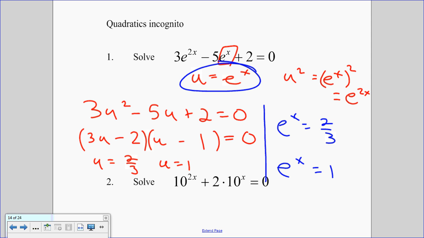So now I've got to solve those equations with a natural log. So this becomes the natural log of 2/3 is x, and this becomes the natural log of 1 equals x. That's it. I'd probably leave it like that unless they ask for the decimal forms. That's tough, isn't it? Do you have a question on that?